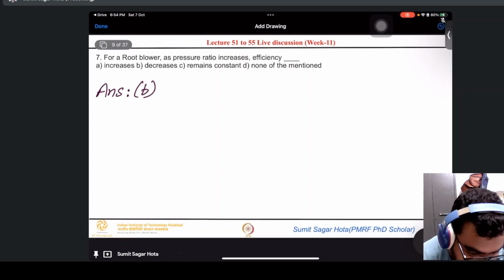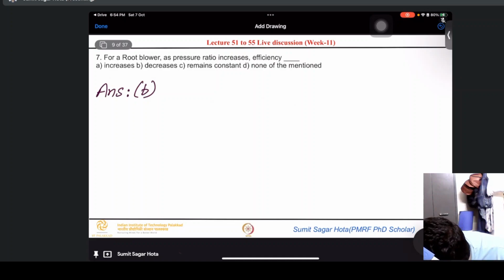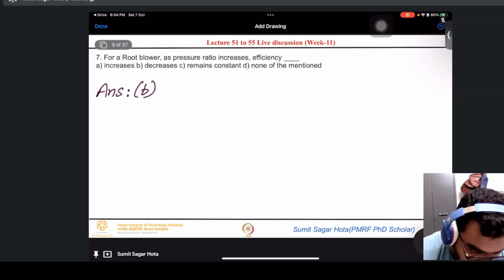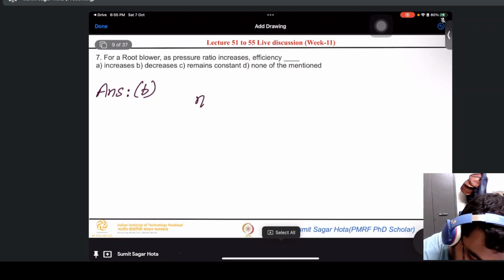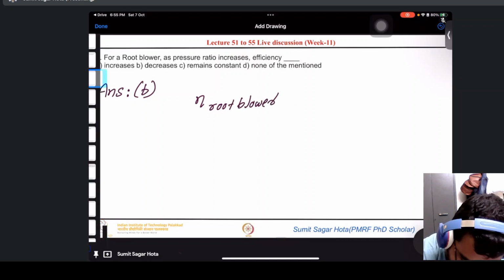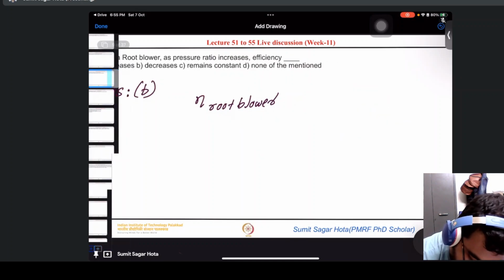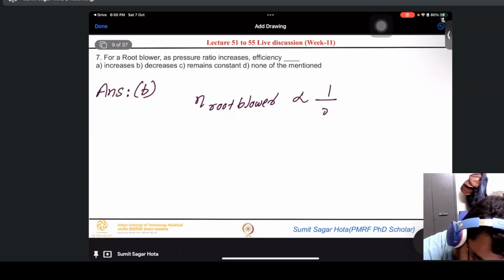For a root blower, as the pressure is increased, the efficiency dash. As the pressure increases, the efficiency decreases. So the efficiency of a root blower is inversely proportional to the pressure ratio.